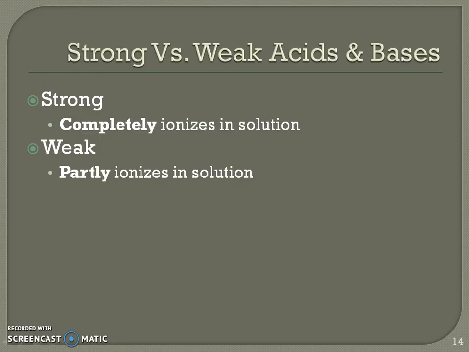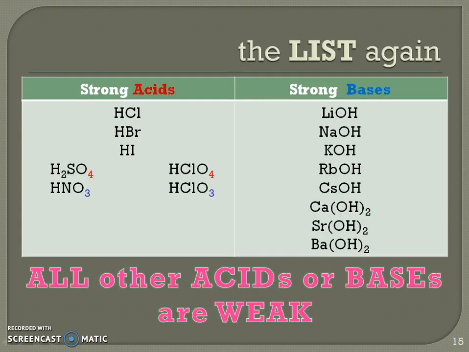So strong versus weak, we remember strong completely ionizes, weak partially ionizes. So you have strong and weak acids and bases. There's that list again, so memorize this list. Anything on this list is strong, totally dissociates 100% into ions. Every other acid or base is weak.